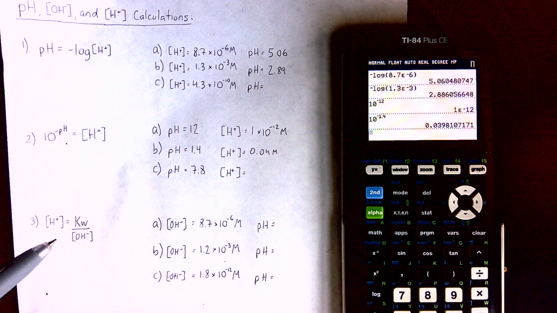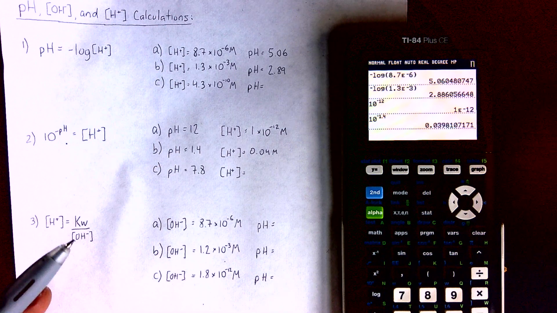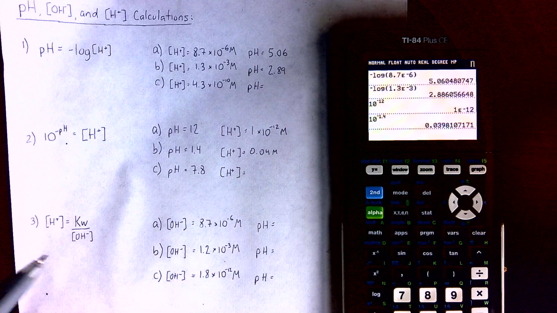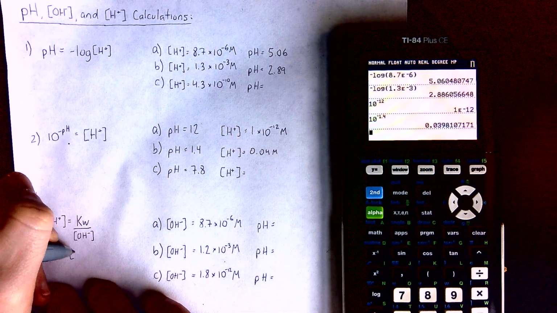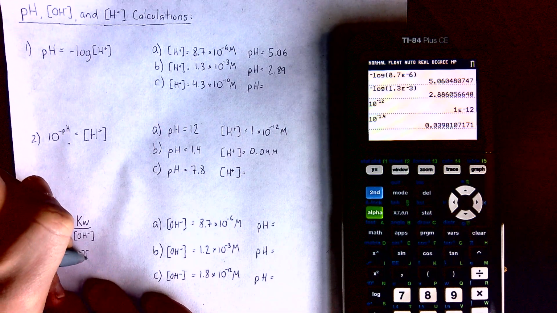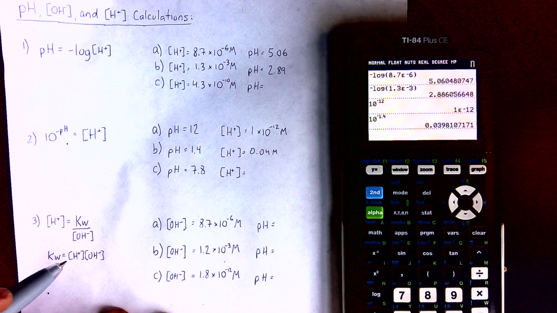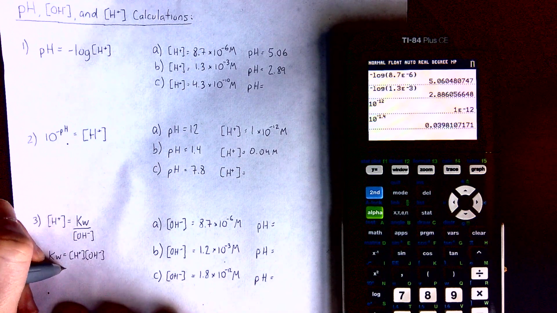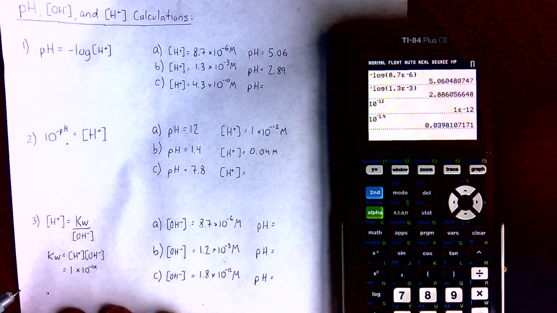A different type of problem is if you're given the concentration of hydroxide. In this case, we're going to have to use this equation. And a couple things you should know about this. It comes from this equation, which is the concentration of hydroxide ions and H plus ions in water. And the product of these two is always equal to the same thing, 1 times 10 to the negative 14.